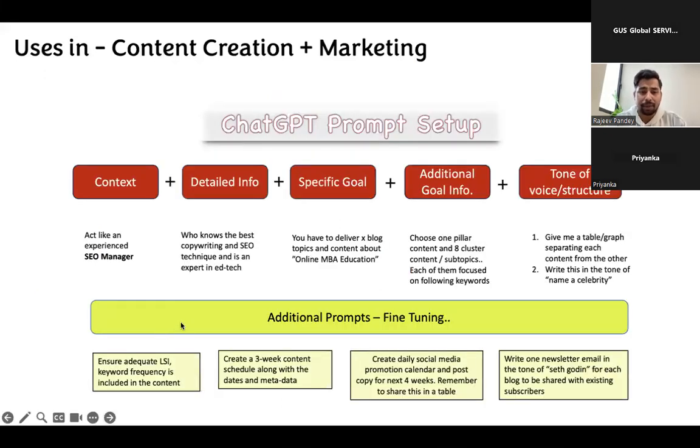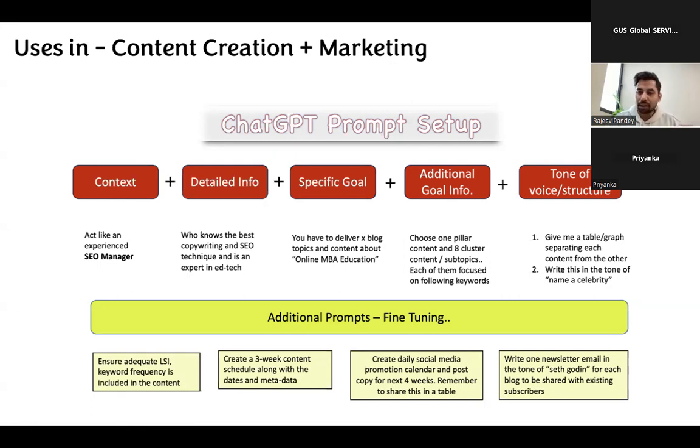One prompt setup example I've given you. For example, let's say you're creating content for your marketing. You can say, act like an SEO manager who knows the best copywriting and SEO techniques and is an expert in education. For example, you have to deliver X number of blogs on this product and create content pillars in different clusters and give me different tones of messaging, right? Talk like a celebrity, or change the tone like a person who is a professor of the university. It changes the tone and creates content. Then you can do keyword ranking, you can do SEO on the same content, you can create a content plan around it. And then for that content plan, you can create a detailed social media calendar around it for, let's say, 4 weeks or 8 weeks, right?